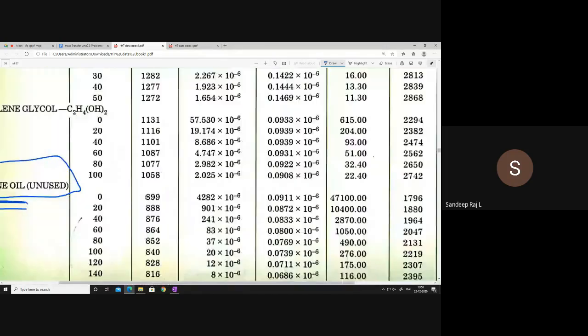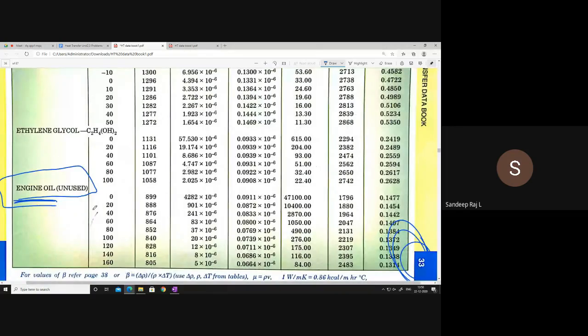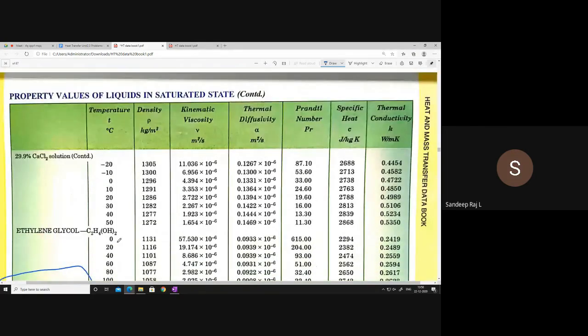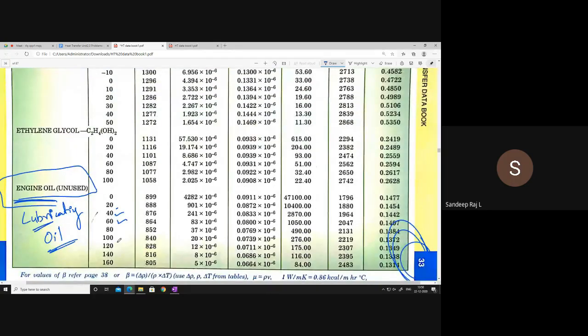Is it visible to you? All the properties of engine oil. Engine oil is nothing but lubricating oil. Both are the same only. Engine oil is layman's language; lubricating oil is a bit higher-level language. Anyways, both are the same. That's the point here. You have values for 40 and 60 here, and you have to do interpolation and get the remaining values.